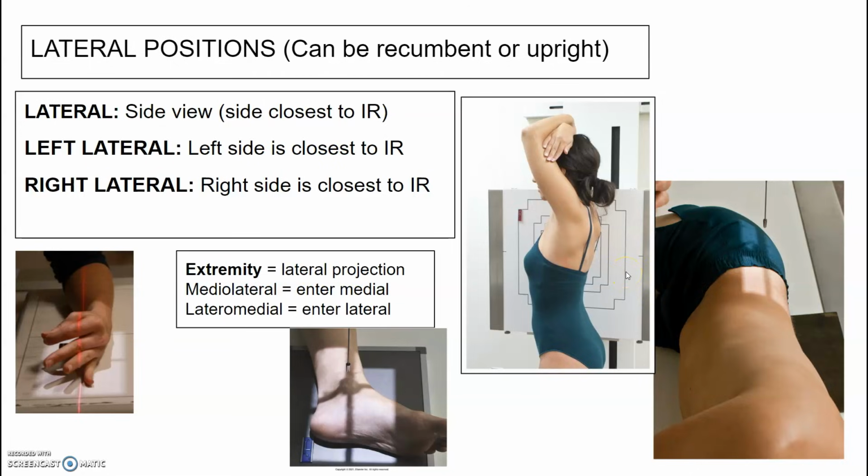If it's asking you for a lateral projection for an extremity, watch the term projection. It's asking you about the traveling beam. So for this ankle, the beam is entering the medial part, exiting the lateral. So that's a mediolateral. For the wrist or the hand, they're doing a lateral hand here. They're entering the lateral part of the hand, exiting the medial.